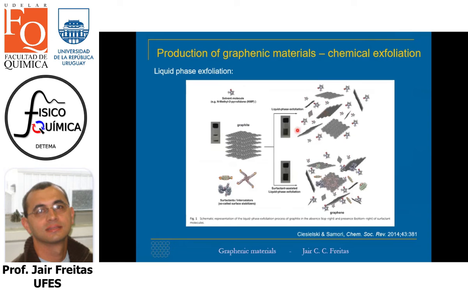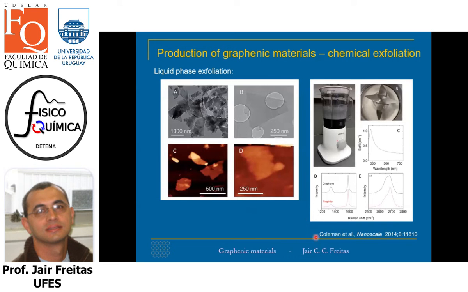Exfoliate graphite in aqueous medium by using some surfactants. This method has been proposed many years ago, especially by the group of Professor Jonathan Coleman from Dublin. They simply mixed graphite with some surfactants, detergents, and using a kitchen mixer, they were able to produce a lot of aggregates, or graphite aggregates, and among them, they were able to identify the presence of single layer graphene, again characterized here by Raman spectroscopy.